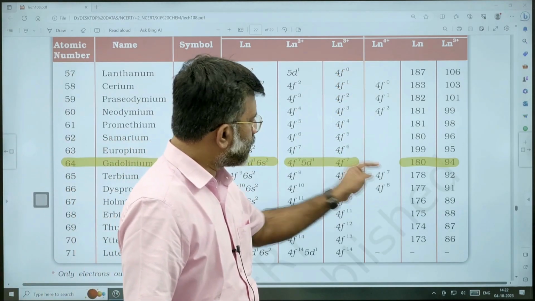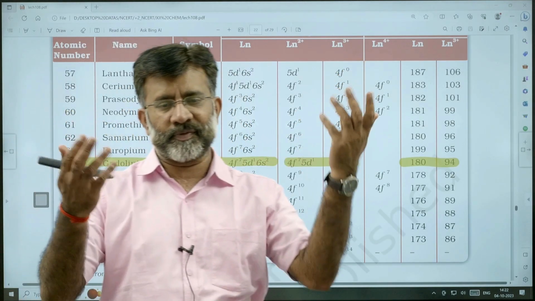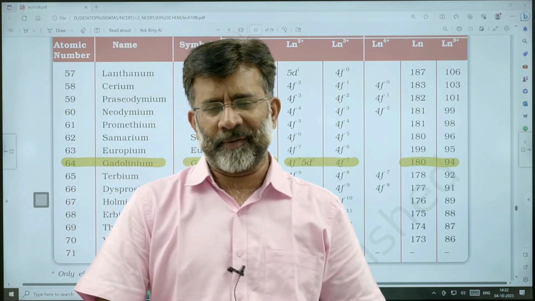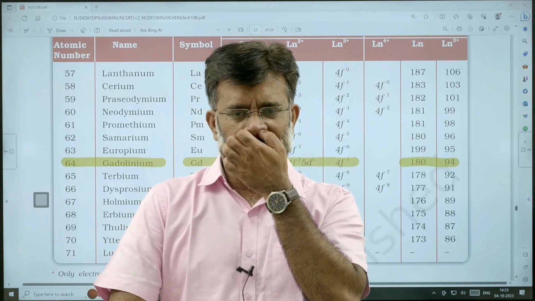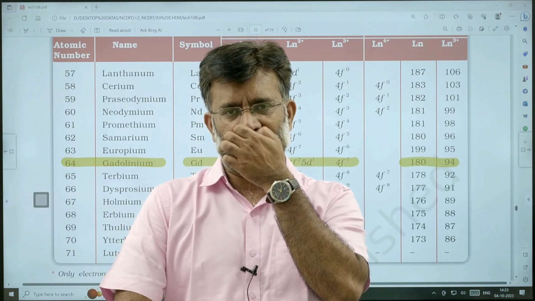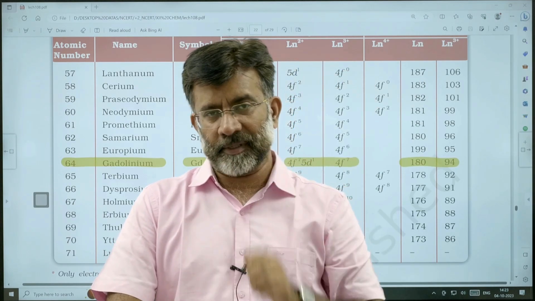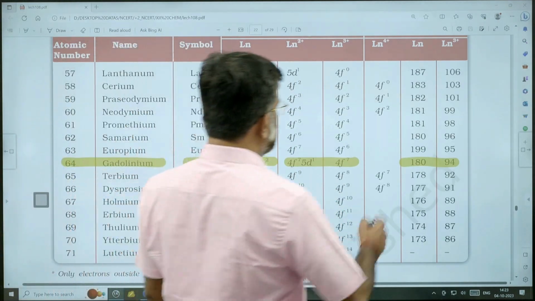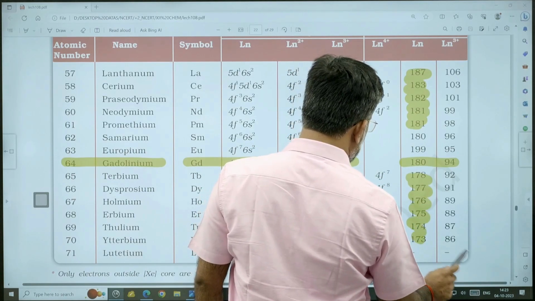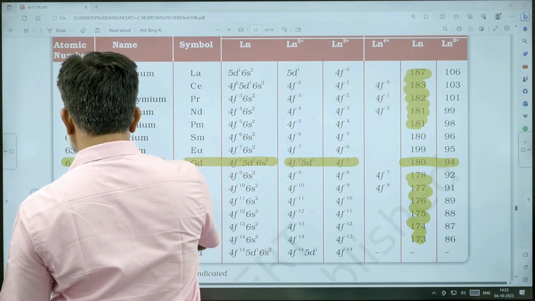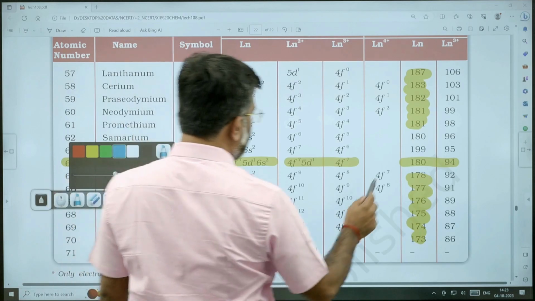Terbium 4+, f7. Sir, why are you highlighting f7? You know, f7 is a half-filled system, f14 is a fully filled system. f0, f7, f14, they must be important, right? This is the contraction. You see the contraction? At the same time, keep it in mind.